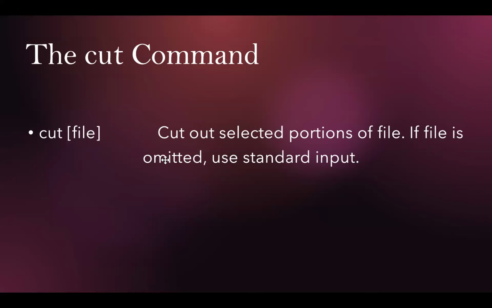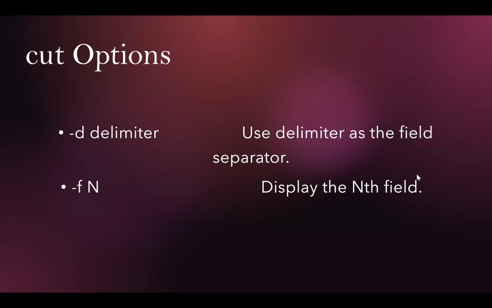The cut command allows you to select portions of a file, or to cut out pieces of a file. Like grep, if the file is omitted, cut will use standard input. The hyphen d option for cut allows you to specify a field delimiter, and hyphen f tells cut which field to display.